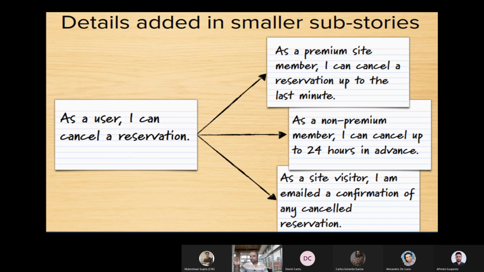Okay, so we will be having some different functionality for doing this particular accommodation. As a non-premium member, I can cancel up to 24 hours in advance. Second, as a site visitor, I am emailed a confirmation if it has been cancelled.